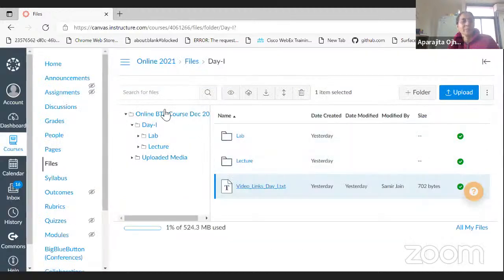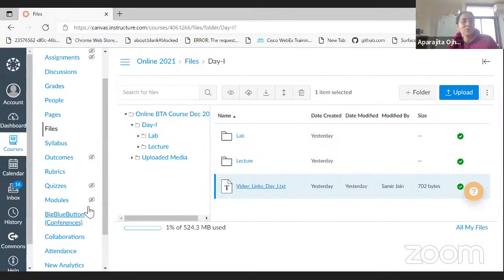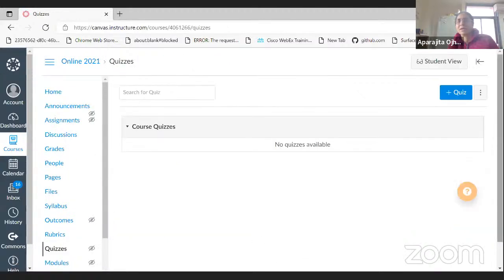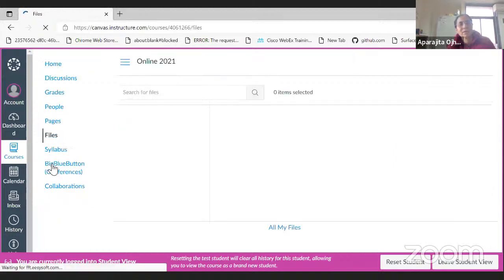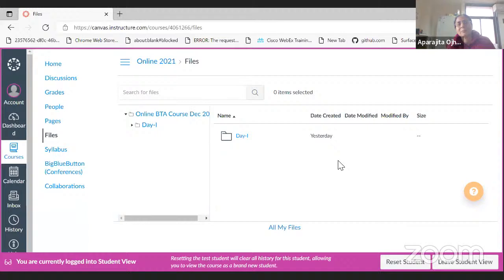And then for quizzes, you will have to go to this quiz, right? And I have a student view also on the right-hand side. So you can see that no quizzes are available. So this is the student view. You can see people, pages, file. This is a student view. So as a student, I can access those files, right? So I leave the student view. I come back. I stop share here.